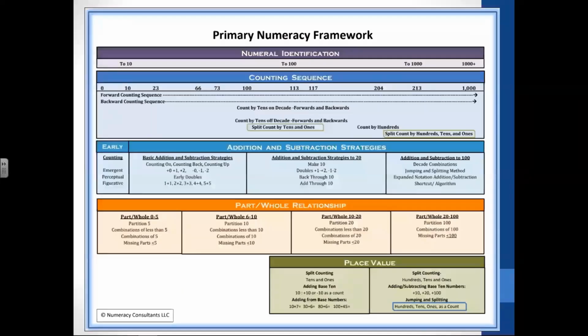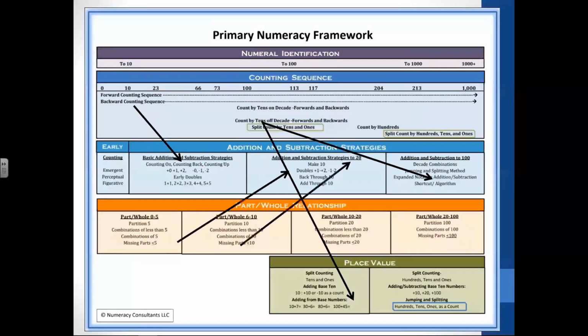Another thing to understand about the primary numeracy framework is that even though it looks like it's all these separate areas, these domains of numeracy are all interconnected with each other. For example, if you struggle with forward or backward counting, you're going to struggle with basic addition subtraction. If you can't count by tens off decade, you're going to struggle with addition subtraction to 20 with the splitting and jumping method. You're also going to struggle with place value concepts.